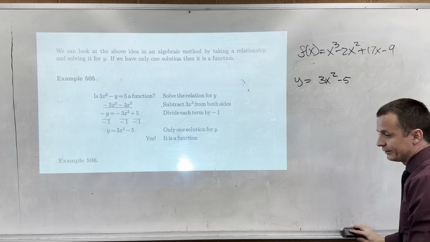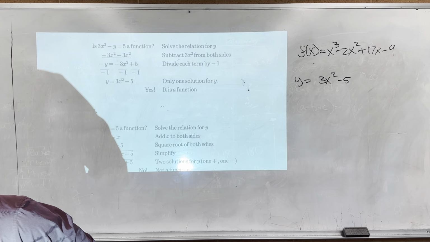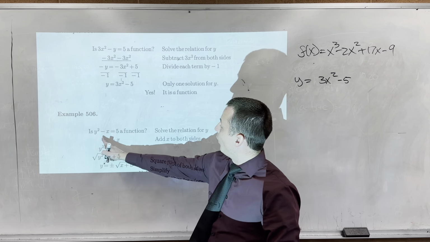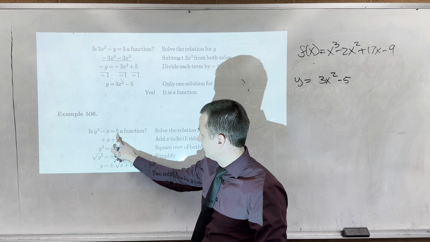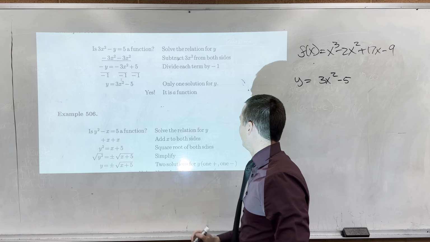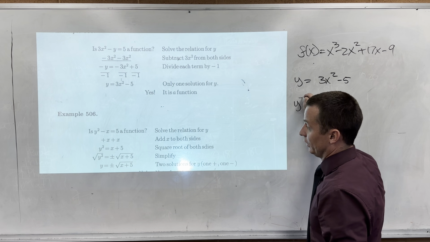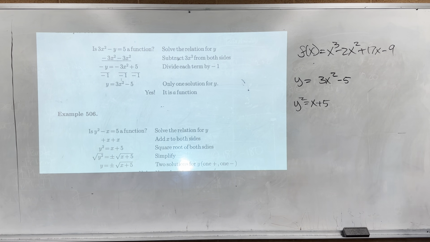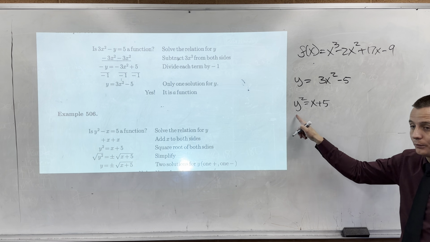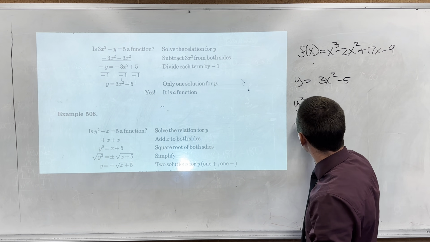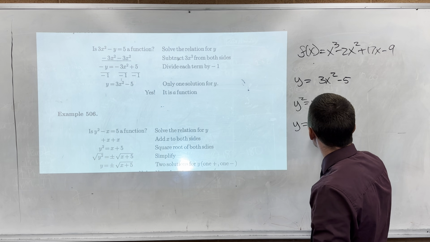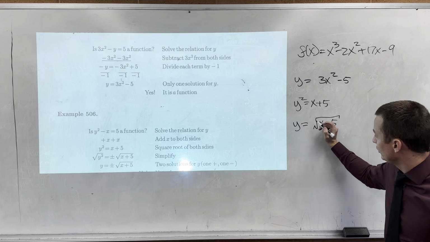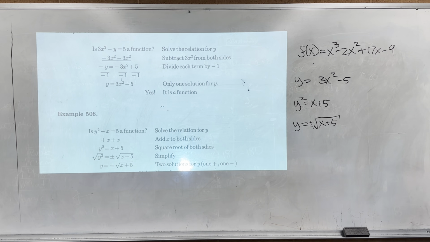Let's try another one. Let's see what happens when it's not a function. So, let's try this. y squared minus x equals 5. Is this a function? First thing I'm going to do is move the x to the other side. So I get y squared is equal to x plus 5. Now I'm trying to solve for y, so I have to take the square root of both sides. So over here we get y is equal to the square root of x plus 5. Remember, when you square root both sides, you have to do plus or minus.